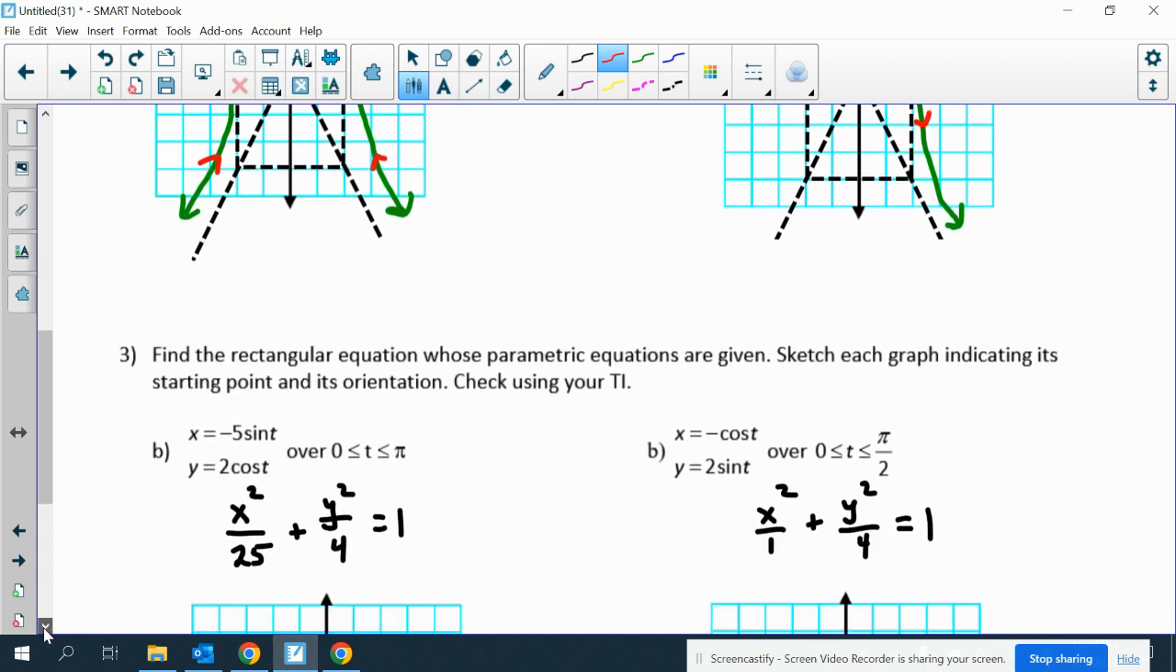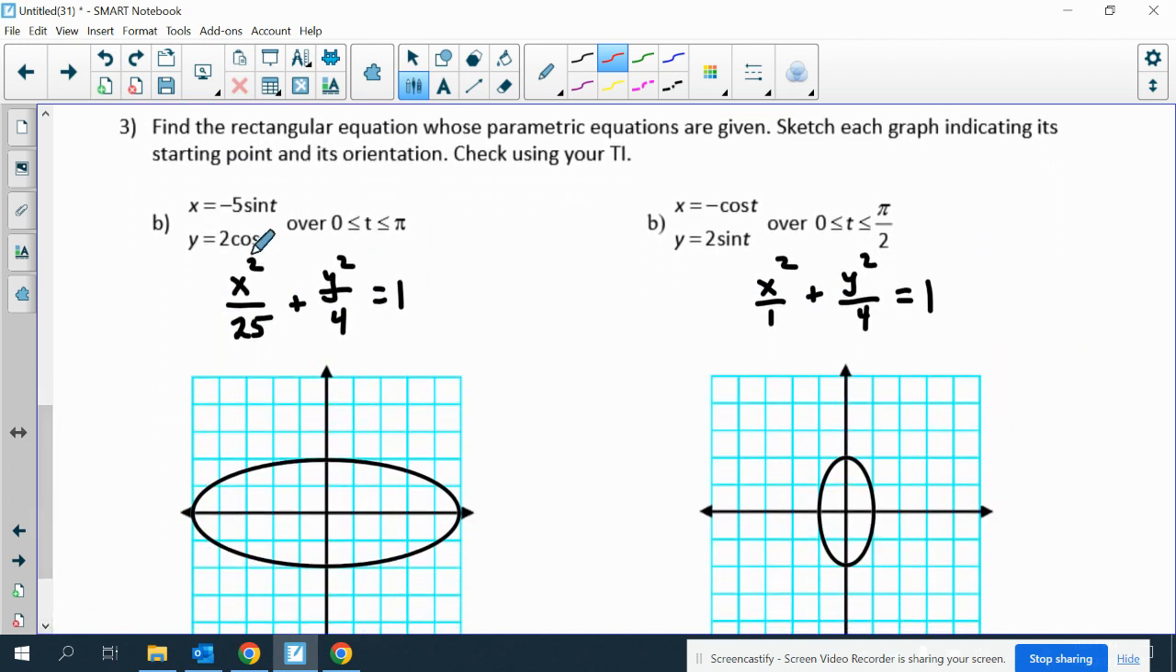Find the rectangular equations and sketch each graph here. So hopefully by now we have a pretty decent idea of how to solve for sine squared and cosine squared and square everything. But notice that we have some negatives, so we have to make sure that when we substitute things in, we're understanding what's happening.